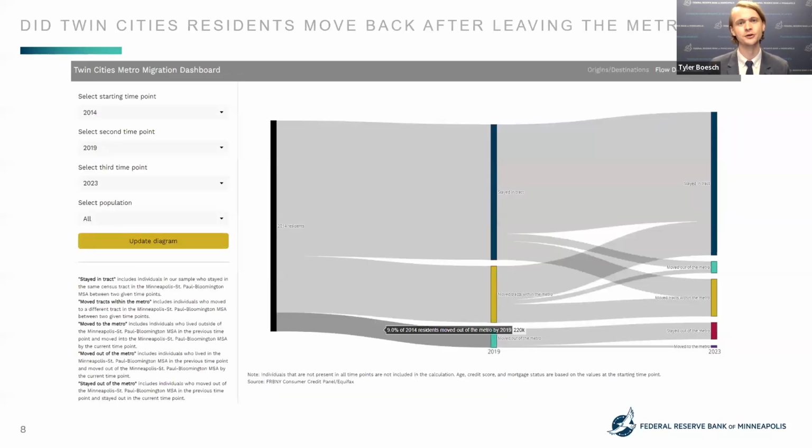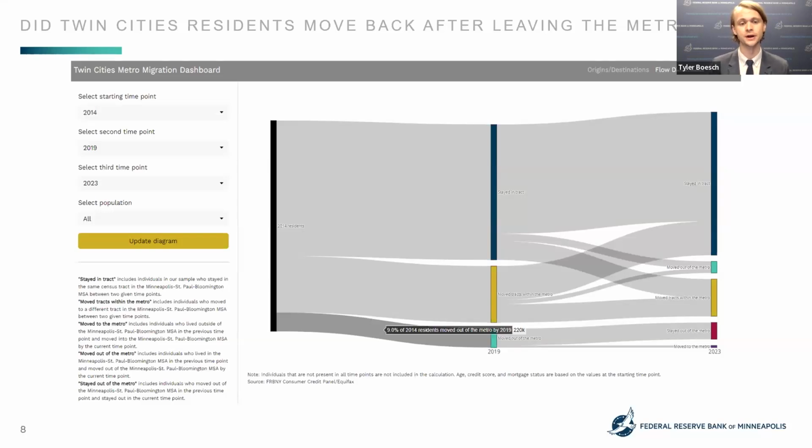The next feature I really want to highlight is the flow diagram in the Metro Migration Dashboard. And this takes advantage of the panel aspect of the CCP, meaning that we can follow the same individuals across multiple periods of time. And so to begin, the user will select 3 time points. Here I've just shown 2014, 2019, and 2023. And we can trace the migration outcomes for all individuals across those 3 time points.